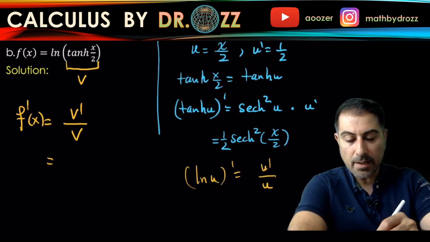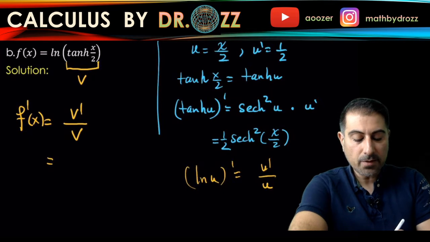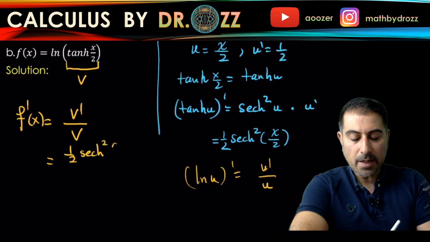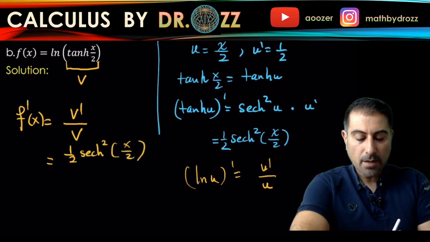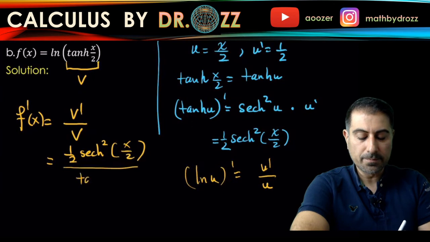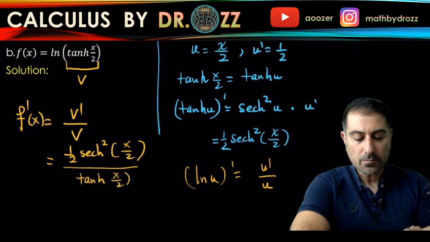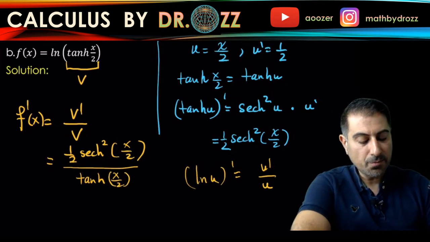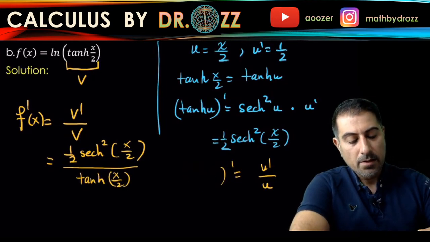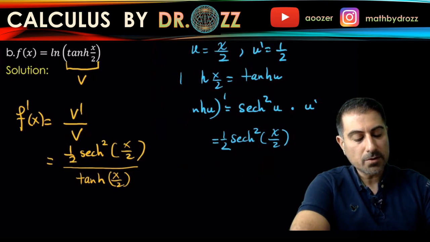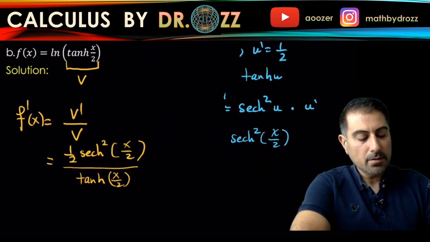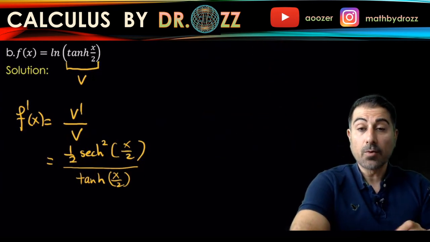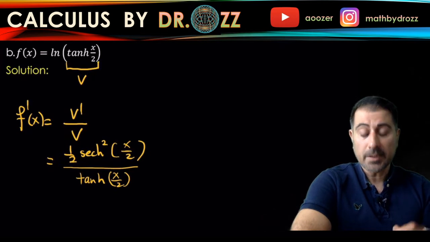1/2 secant hyperbolic squared x over 2, I'm going to divide this by tan hyperbolic x over 2. So the question is, can you simplify this expression? Since I don't need those, let me just get them out of the way. Can we simplify this expression? Well, by using the properties or definitions of secant hyperbolic and tan hyperbolic.